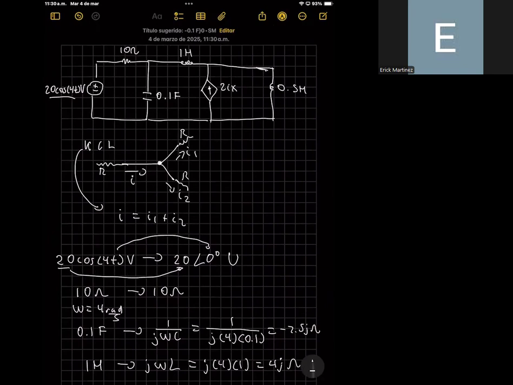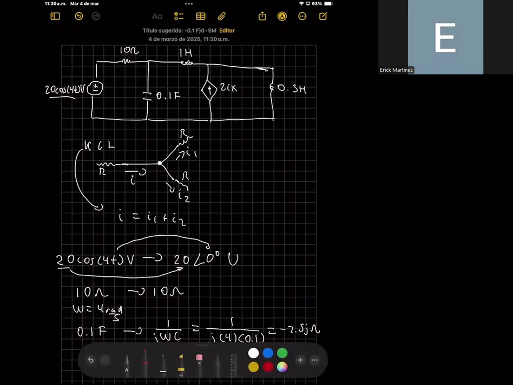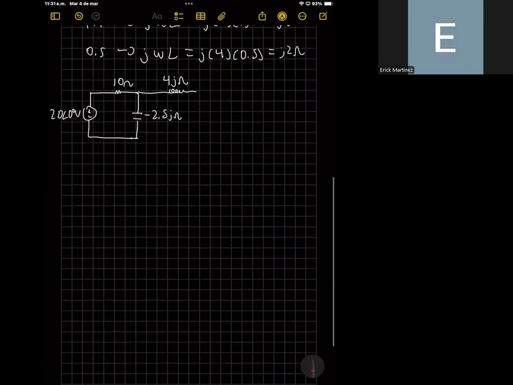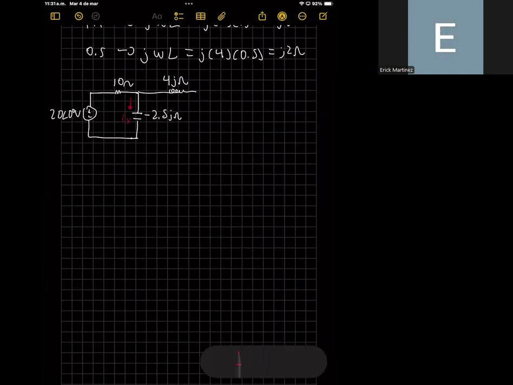One thing that I was missing here, and I need to write this in a different color, is that this current source is dependent on the current Ix. Well, the current Ix is the current that passes through the capacitor. So that is important, because this current source is dependent on the current that passes through this element. So we need to be careful about that condition. In fact, I will write this in the equivalent circuit right here.